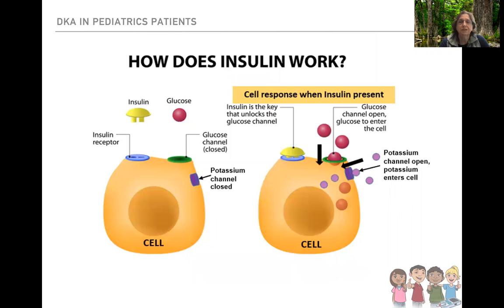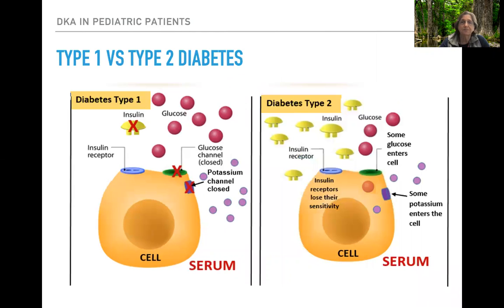So how does insulin work? Well, this is a normal cell here. When insulin is produced, it opens up this insulin receptor. So this is the insulin receptor. Once the insulin receptor is open, then the glucose channel opens up and glucose can move into the cell. Because glucose is moving into the cell, potassium also moves into the cell. So this is a normal cell, a person without diabetes.